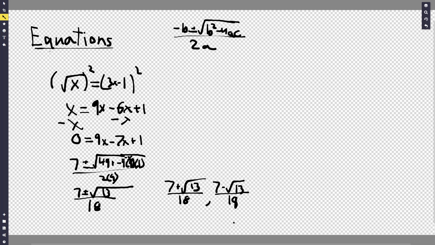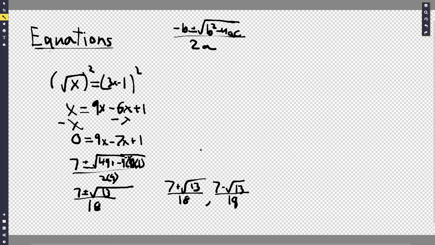But there is a very important thing that we forgot to do. We have to plug this back in. You may be thinking, what's the point of plugging this back in? Well, when you square a square root, some of that information is lost. When we think of the square root of, say, 16, we think of the principal square root, which is 4. But when you're working with square root equations, it's not always the case.